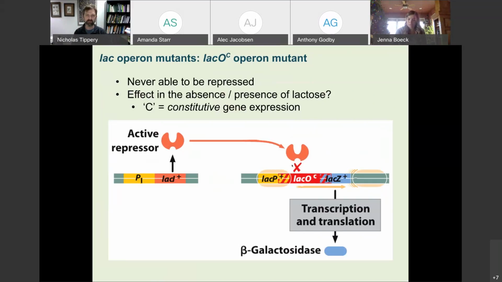And just a little tidbit, we did cover this vocabulary word before: constitutive. So the Lac-O superscript C allele or version of that gene, well, not really a gene, the operator region, turns it into constitutive gene expression. So basically always on, as we've seen in some other genes, although always on for these genes is probably not so helpful.